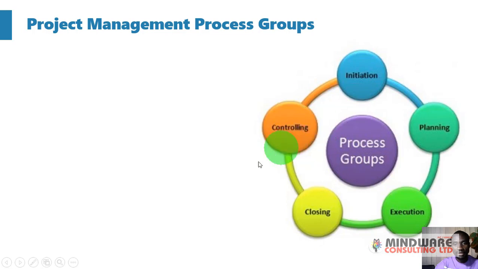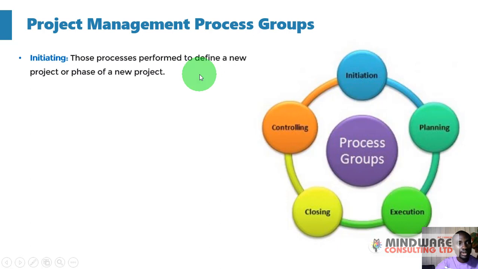I think this diagram was not properly done. From execution you go to controlling, then from controlling you come over to closing. You're supposed to go like this: initiation, planning, execution, controlling, and then finally closing. So this is how the process group works. So that's what you have there, the initiation group, a group of processes. Like I said, the process groups are a group of processes, and those processes are a set of activities which are put together.